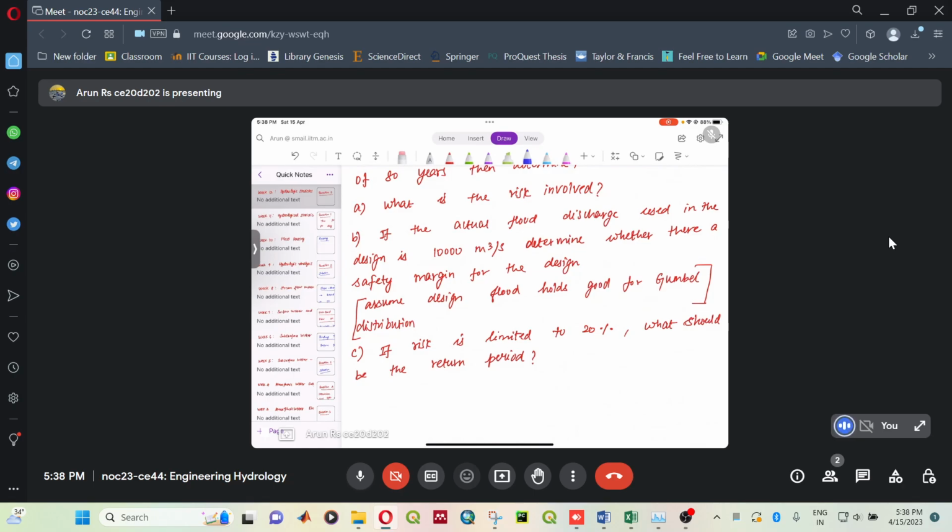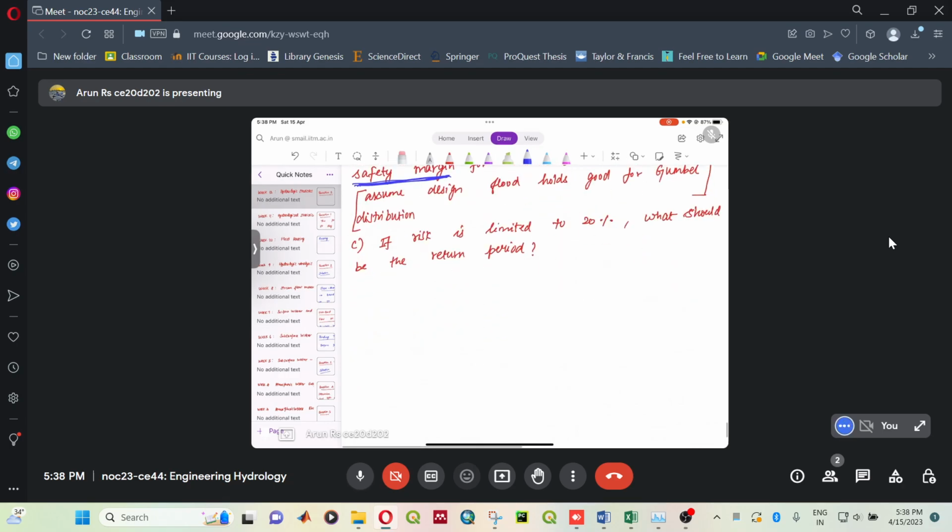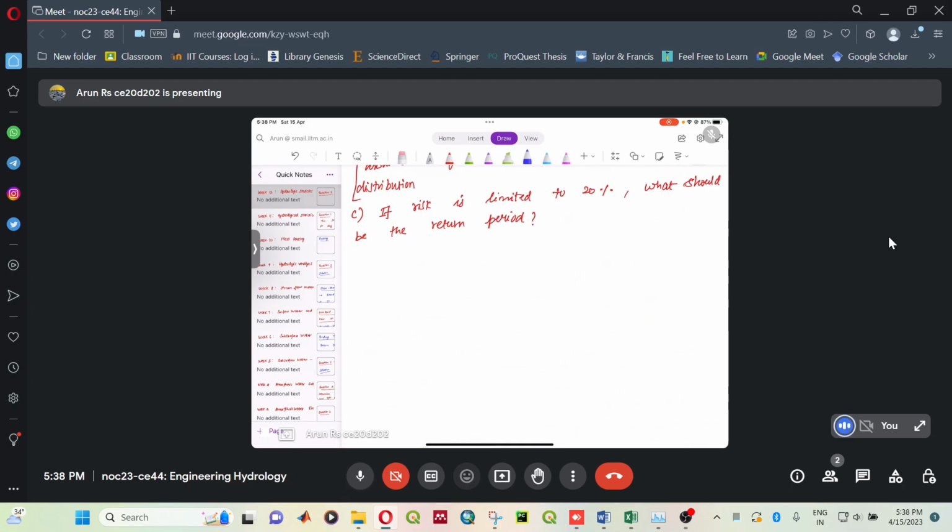If the actual flood discharge used in the design is 10,000 cumecs, then we need to determine whether there is a safety margin for the design or not. So this is the new term, safety margin, for the design. And we can assume that the design flood holds good for Gumbel distribution. And the last part of the question is, if the risk is limited to 20%, then what should be the return period, which is similar to the previous questions which we saw.